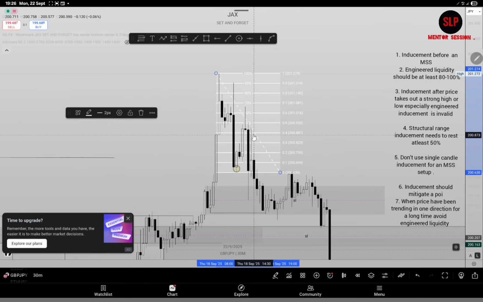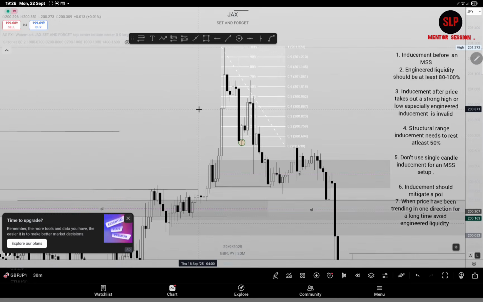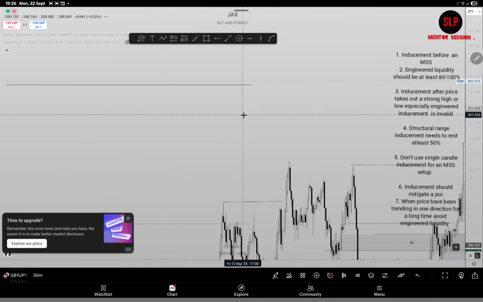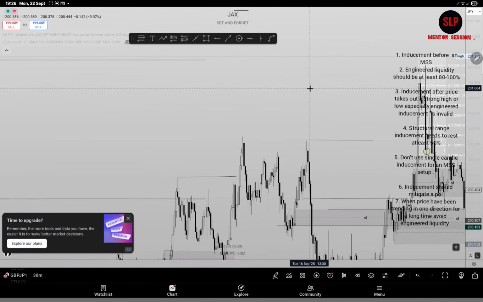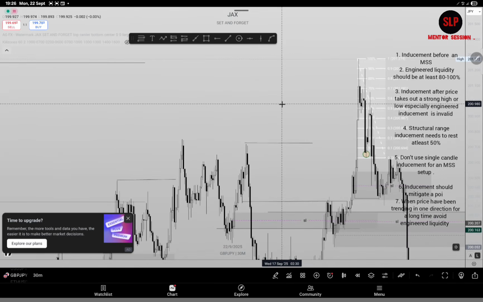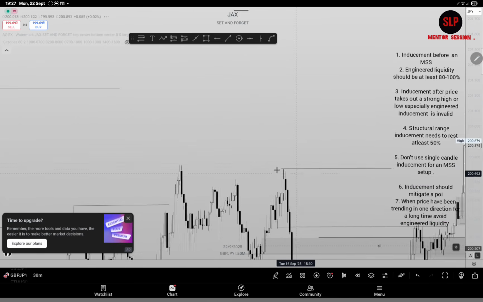And there's another rule too that makes this POI right here invalid. The first rule is for an engineered liquidity, price needs to at least retrace 80% of the Fibonacci before coming back to the point of interest. So that's the number one rule. Then there's another rule that says when price takes out a strong high or a strong low, and price gives you an inducement, price just took out a strong high, right?